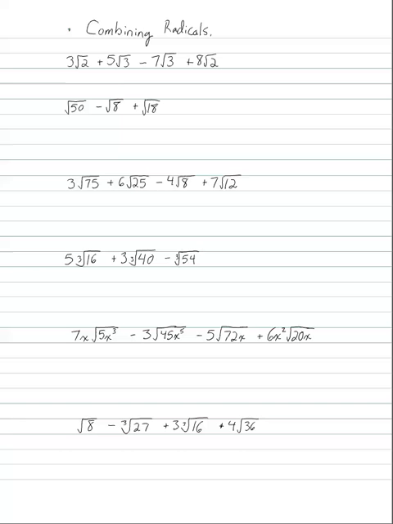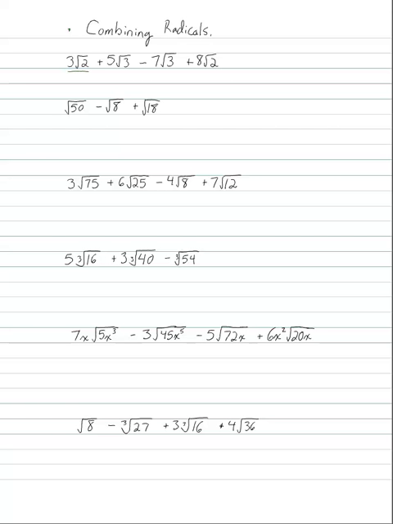Okay, so we're going to right now look at combining radicals. When we're combining radicals, we're basically doing as we did with variables and adding like terms. So if we have something like, say, 3 square roots of 2 plus 5 square roots of 3 minus 7 square roots of 3 plus 8 square roots of 2, we want to go ahead and look for like terms.